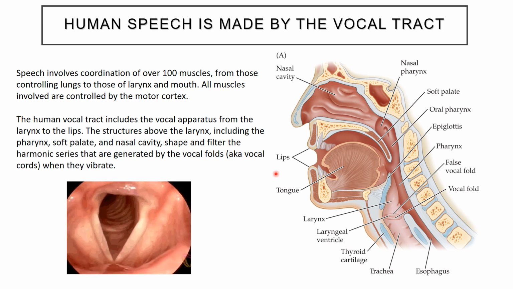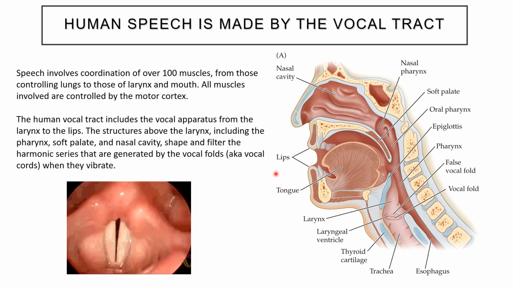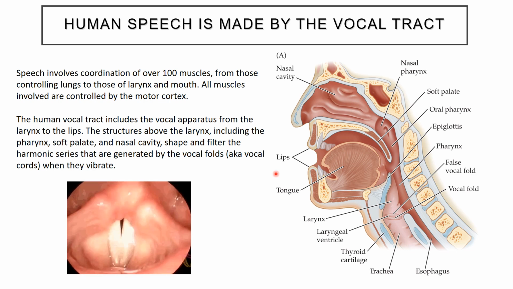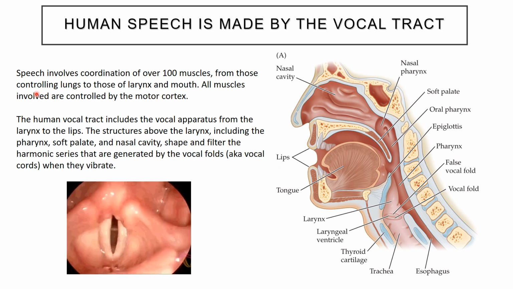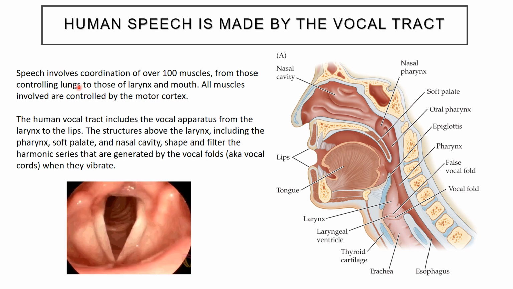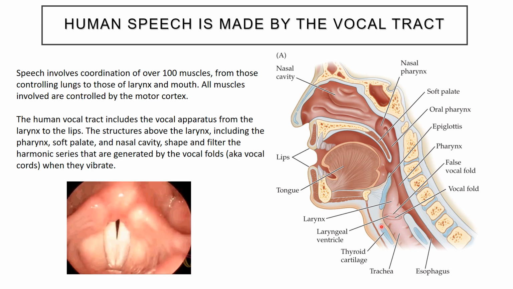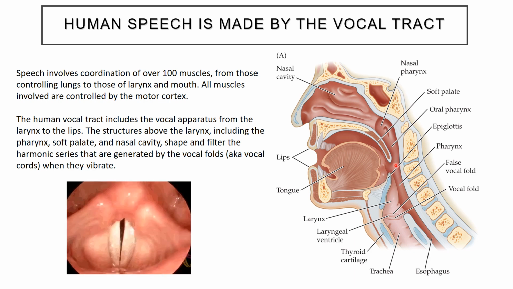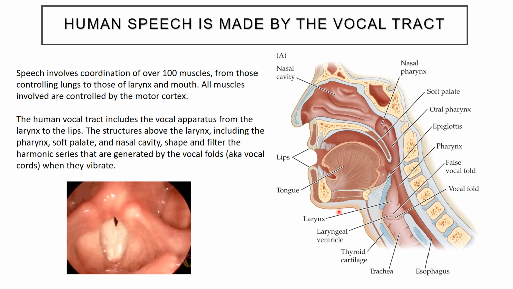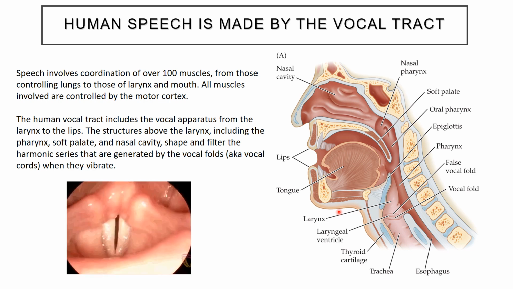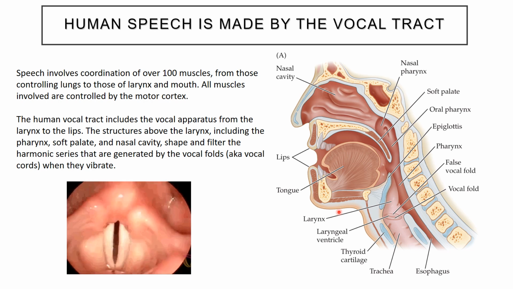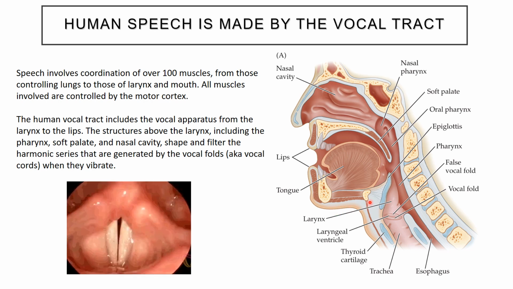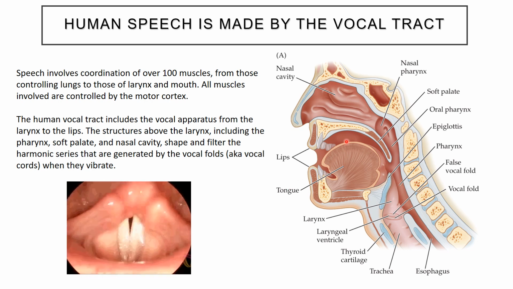Human speech is made by the vocal tract, and it involves the coordination of over 100 muscles. That includes all the way down from the muscles that control air pressure coming out of the lungs, all the way up through the larynx, which is right here, in this area, and all the muscles involved in the mouth. All these muscles are controlled by the motor cortex. So the human vocal tract includes the vocal apparatus from the larynx down here all the way to the lips. We refer to this as the vocal tract.